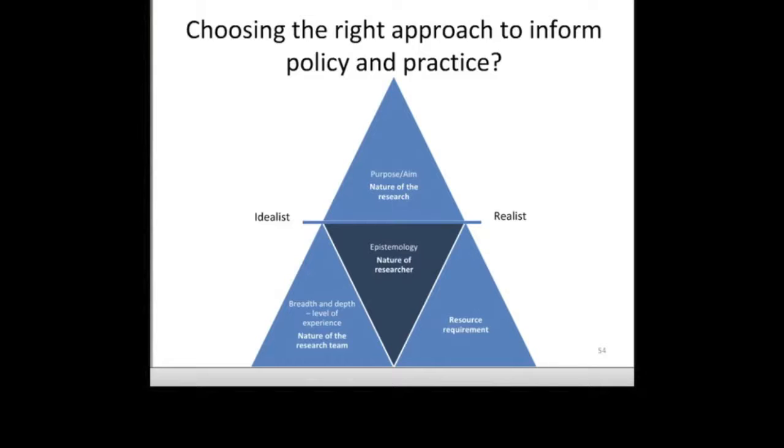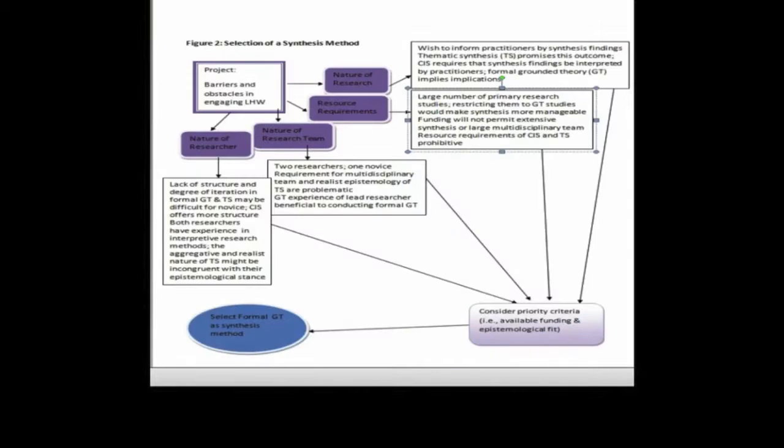Some of these approaches are very complex to execute, and some require a lot more time than others. So you can actually try to jot down all of the information on the nature of the research, including the aims, on the resource requirements. Is it something that needs a lot of work? Is it something that works comprehensive or more purposefully? You can jot down elements on the nature of your research team. What sort of experience do I have? Do I have quantitative researchers who want to do qualitative synthesis, or do I have real experts that could move us along that interpretive side of meta-analysis?